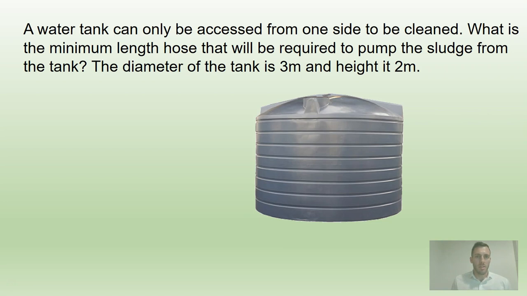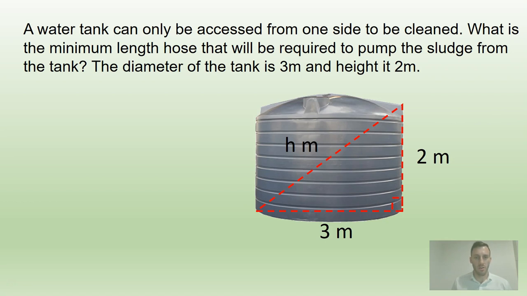A water tank can only be accessed from one side to be cleaned. What is the minimum length hose that will be required to pump the sludge from the other side of the tank? The diameter of the tank is 3 meters and the height is 2 meters. So here we have our water tank. If you look at it from side on, you'll notice that we can draw a right-angled triangle to work out how long the hose would have to be to reach from one side to the bottom on the other side. We label our diagram.